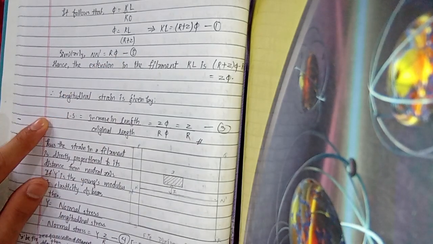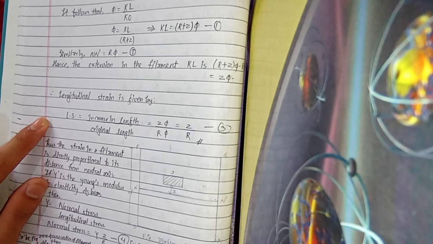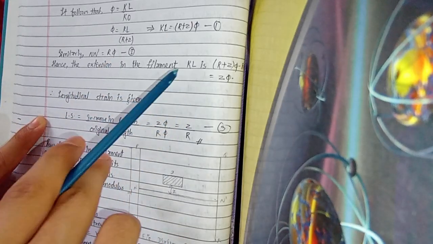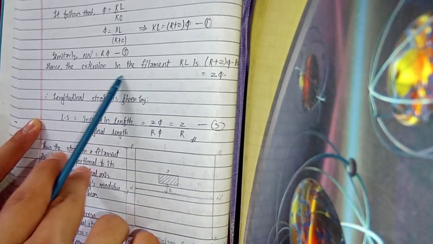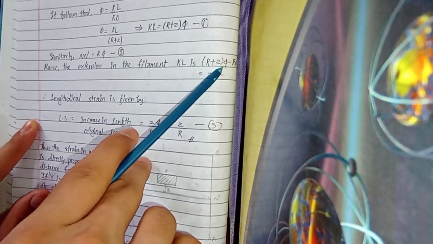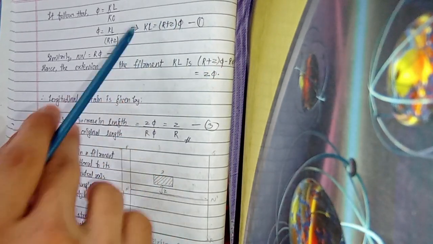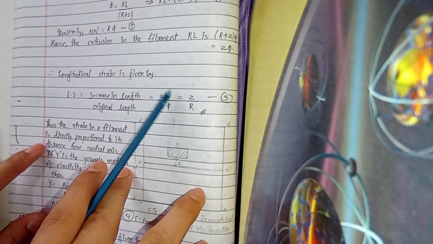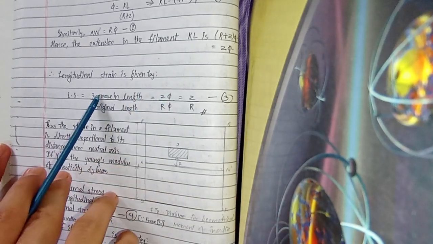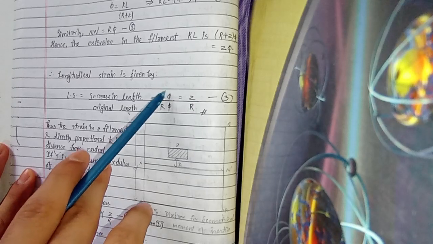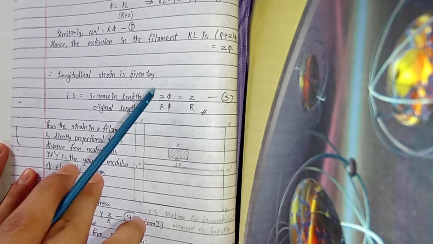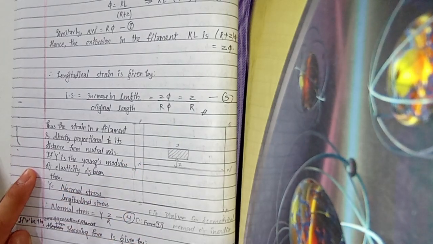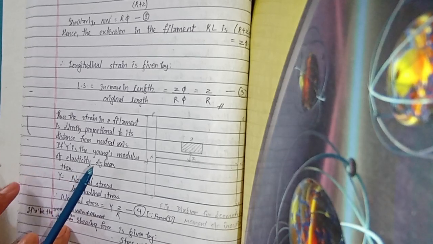From the same thing, N N' will be equal to R phi, and the extension in the filament will be KL minus N N'. The extension is equal to (R plus Z) phi minus R phi. When you subtract, we get the extension, and that is equal to Z phi. The longitudinal strain is given by the increase in length over the original length, and that will be equal to Z phi by the original length R phi, which is Z upon R. Thus the strain in the filament is directly proportional to its distance from the neutral axis.